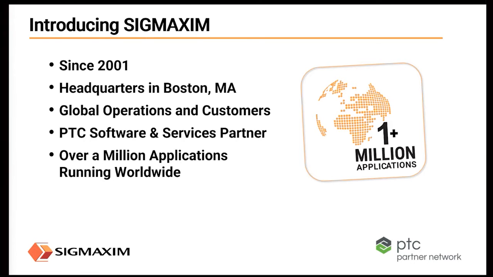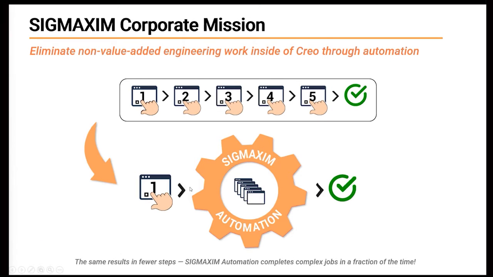SIGMAXIM has been in business since 2001. We're headquartered in Boston, and we have operations in both Europe and Asia. We're a PTC software and service partner. What we're known for is a very large implemented solution set, with well over 1 million applications running worldwide, automating Creo. That's quite massive because of the platform that we use, which allows us to maintain such a large set of applications.